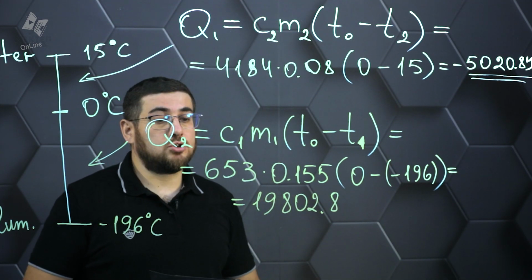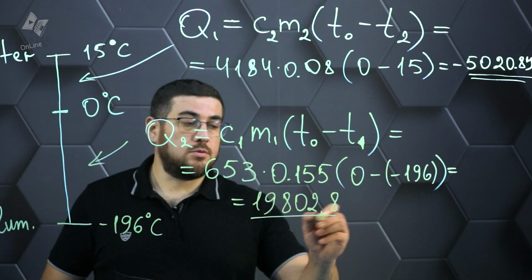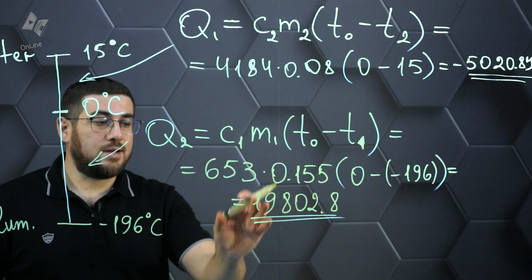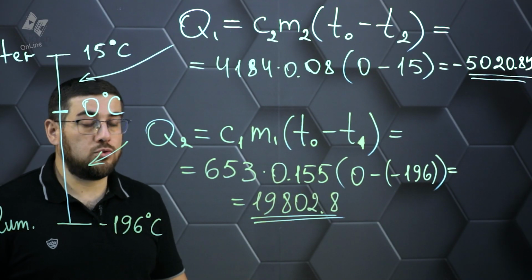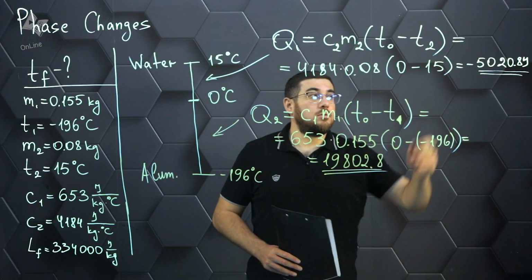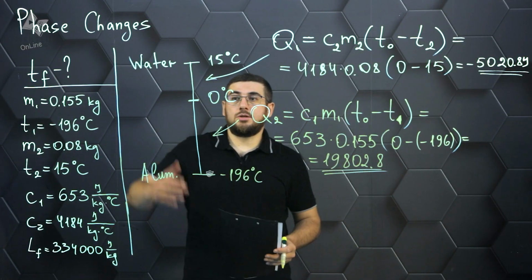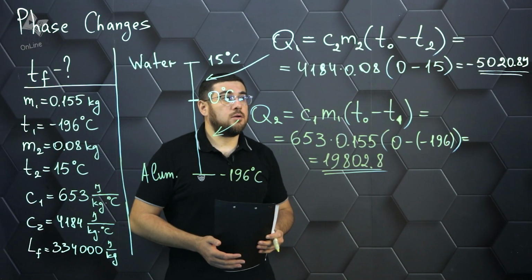So that's roughly how much energy this aluminium receives, or needs to receive, in order to be heated up to 0 degrees Celsius. Now let's compare these two values. That is, the aluminium needs to receive about 20,000 joules to heat up to 0 degrees Celsius, and the water can give off about 5,000 joules when cooling down to 0. What does this tell us?